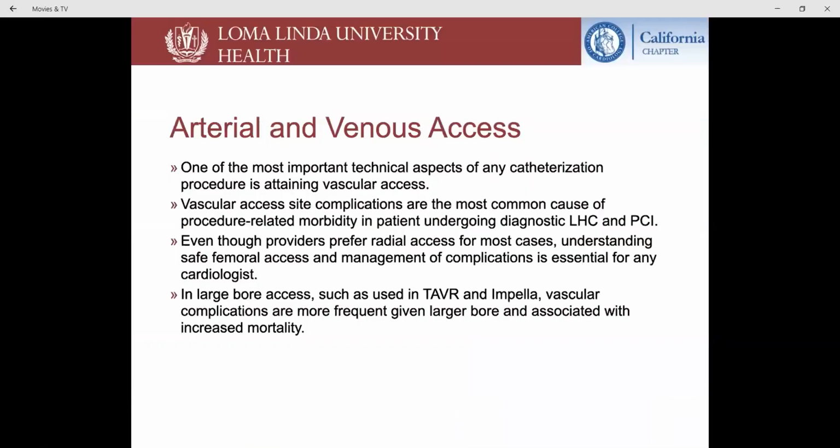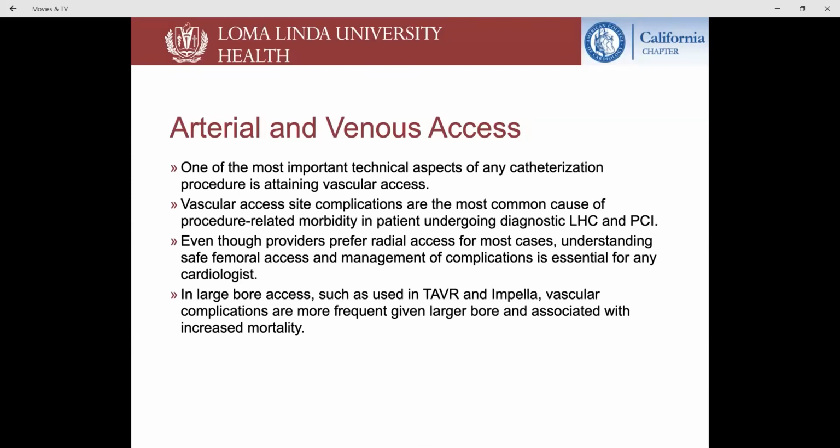Moving on to access. One of the most technical aspects of any catheterization procedure is obtaining vascular access. Vascular access site complications, like we talked about, are the most common cause of procedure-related morbidity in patients undergoing diagnostic left heart cath and percutaneous coronary intervention. Even though providers prefer radial access over femoral for most cases now, understanding how to obtain safe femoral access and manage its complications is essential for any interventional cardiologist doing procedures.